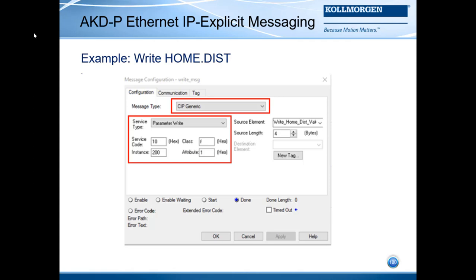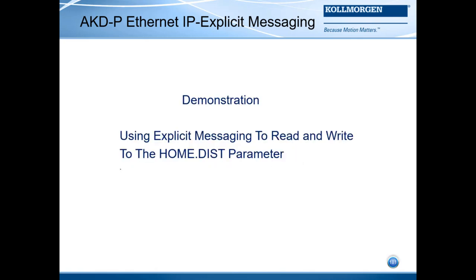The source element for the write is the tag that holds the value that we want to write to that instance, and because instance 200 is a 4 byte instance, you'll notice that the source length is set to 4 bytes. The source element tag is also declared as a double int, or 4 bytes. And now we're going to do a demonstration of using explicit messaging to read or write to the home.distance parameter.